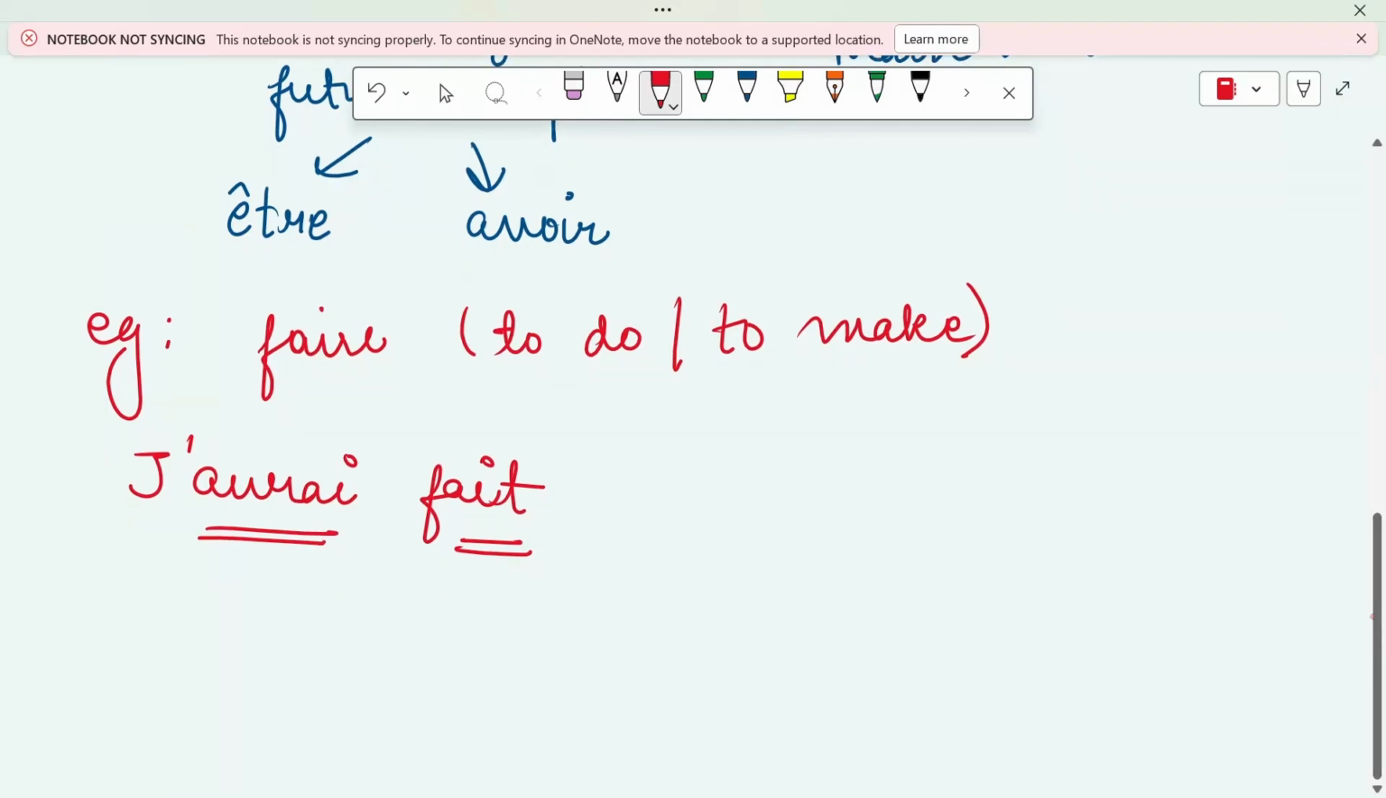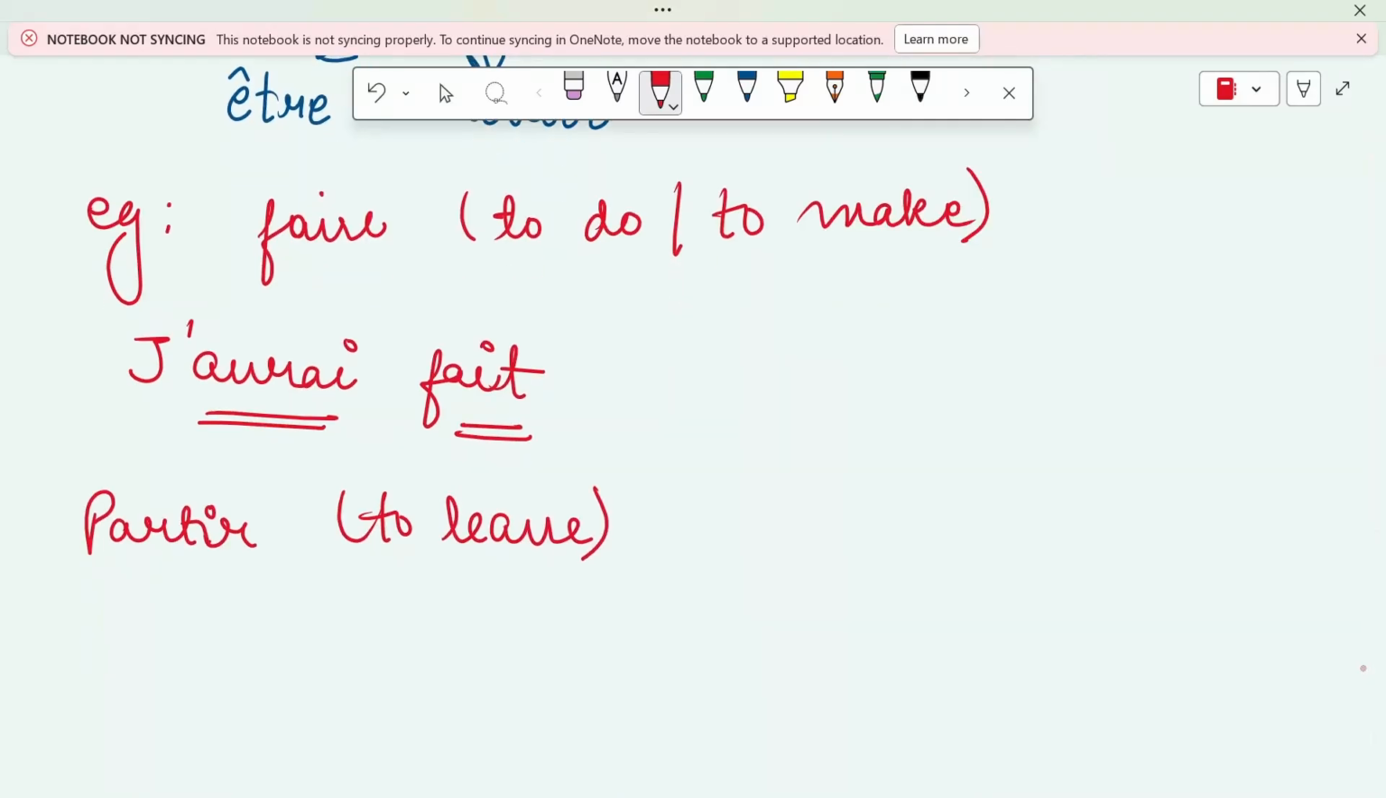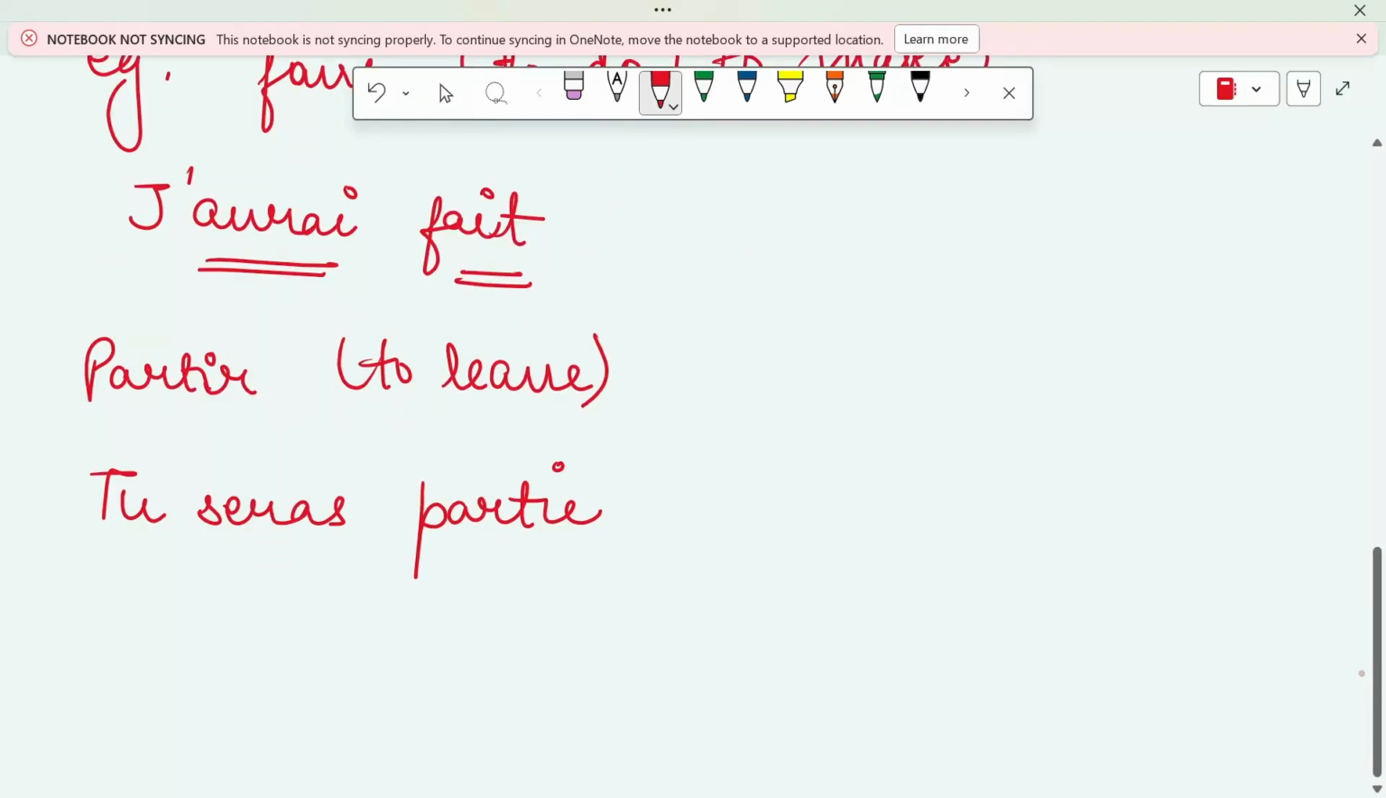Now, if I take another example, and maybe this time let's take partir, which is part of Vandertramp, that means to leave. This time our auxiliary verb would be être. So let's write it. Maybe let's take tu for instance. Tu seras parti. But CBSE, in your final board exams, is not going to ask this as an individual question. You're going to get mixed tenses.